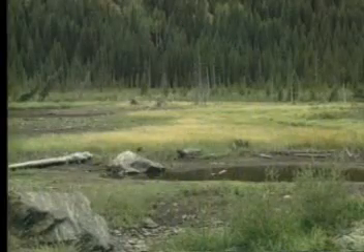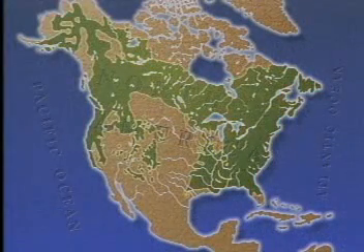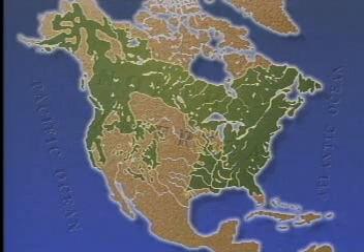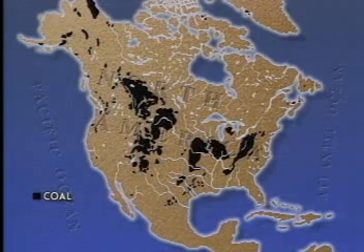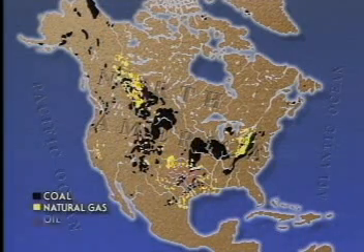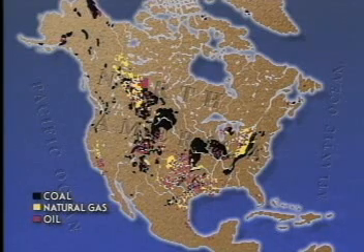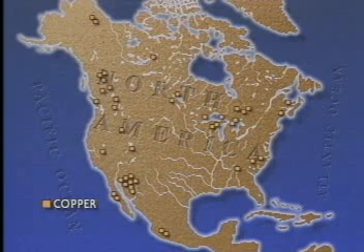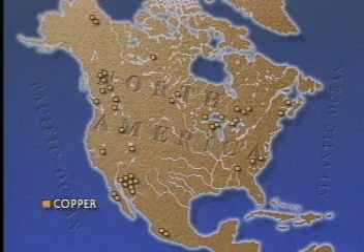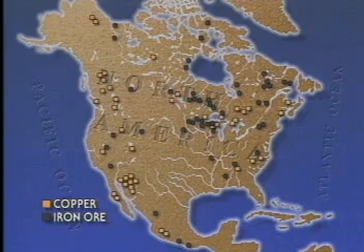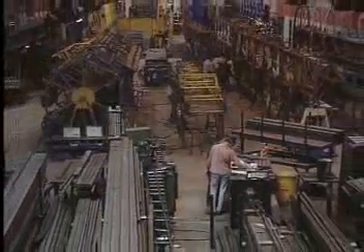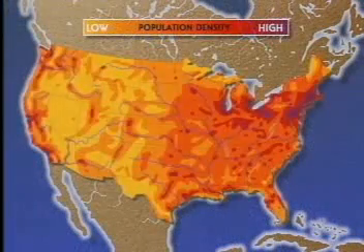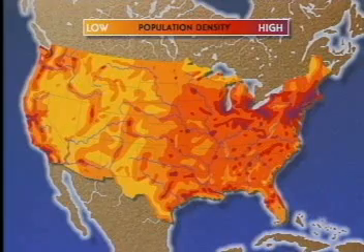Another important fact to understand about resources is that they are not evenly distributed. Here is where the forests are today in North America. The next maps show the distribution of the energy resources: coal, natural gas, and oil. This map shows the distribution of the mineral resources: copper and iron ore. What about people, the labor resource? Notice that the heavy concentrations of labor are near another resource, water.